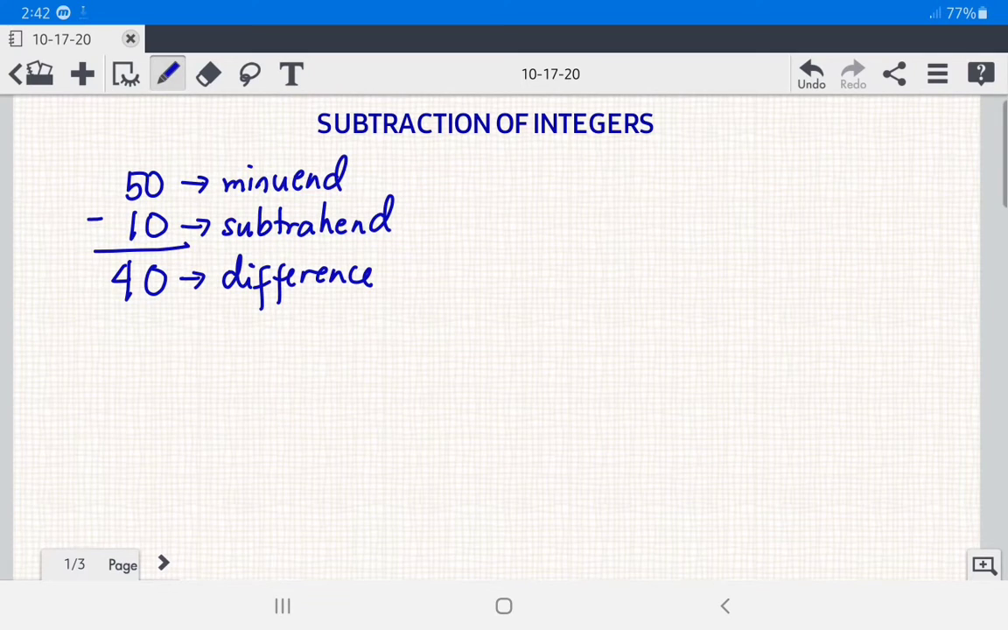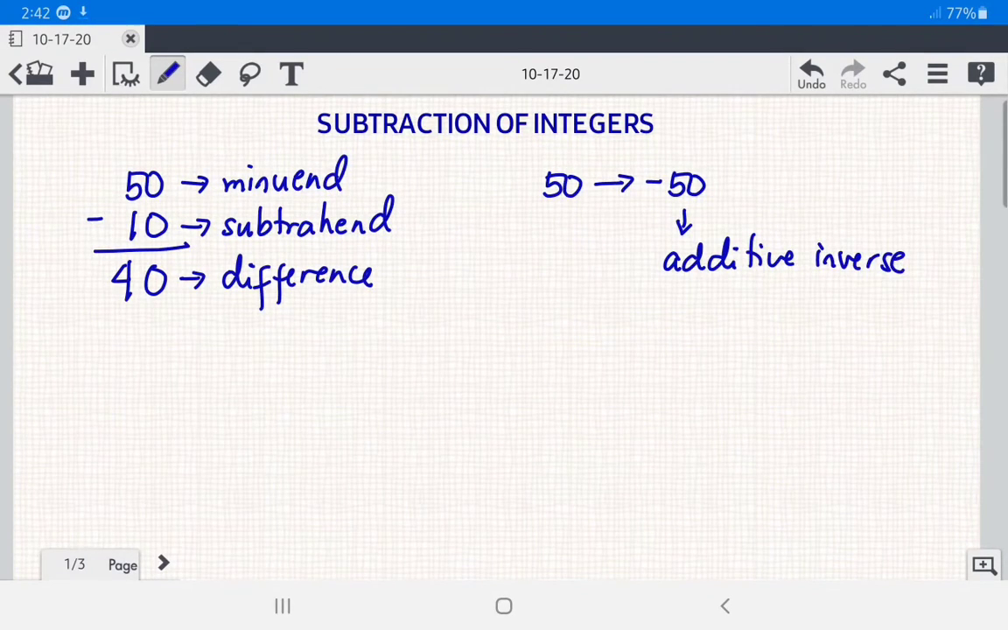Then the opposite sign of a given integer is what we call the additive inverse. Now let's say, what is the additive inverse of 50? So the additive inverse of 50 is negative 50. So this is the additive inverse, or the opposite, okay? Now let's say, what is the additive inverse of negative 50? So the additive inverse is positive 50.